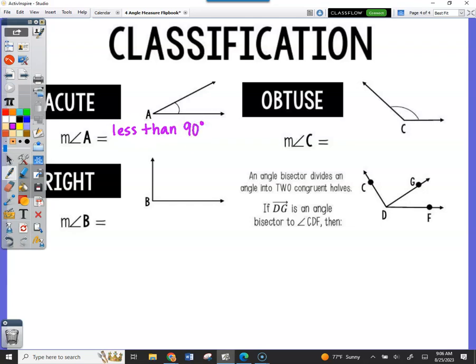Now, the technical definition, this is really fancy here, look at this, is that it would be between 0 and 90. That's the technical inequality.